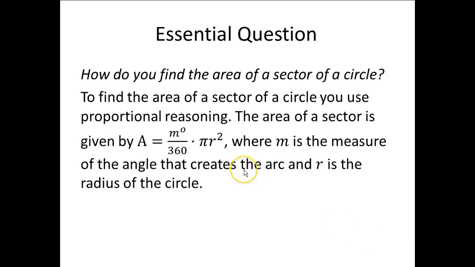So in this lesson, we learned how to find the area of a sector of a circle. To find the area of a sector of a circle, you use proportional reasoning. The area of a sector is given by A equals m degrees over 360 times the area of the circle in its entirety, which is pi r squared, where m is the measure of the angle that creates the arc and r is the radius of the circle.